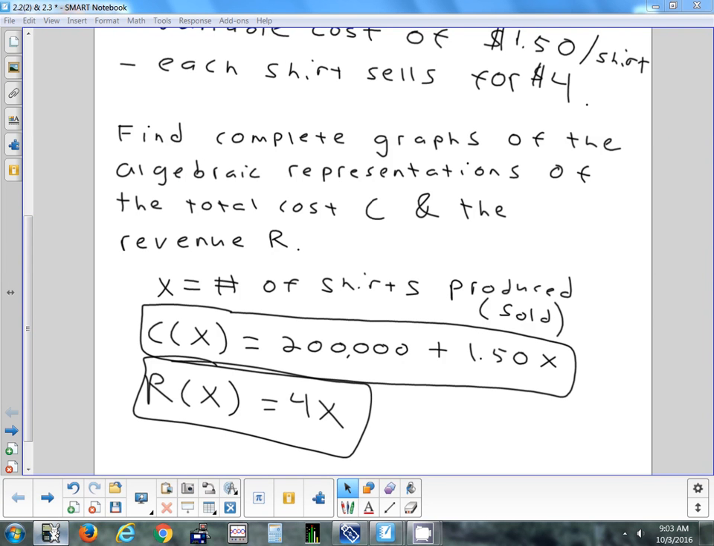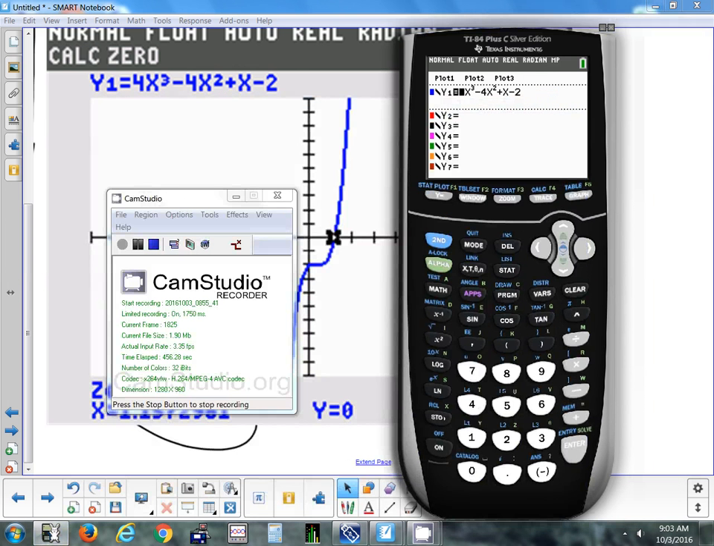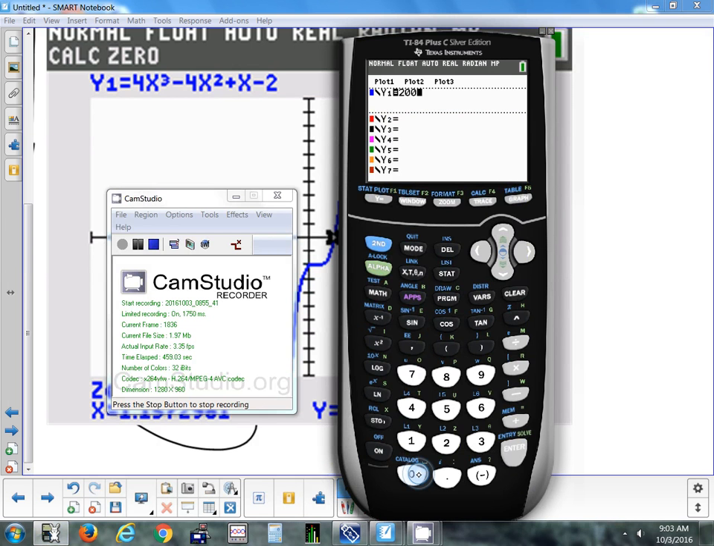Okay, if you're just graphing this one. Now, this other one has a y-intercept of 0. All right, so we've got quite a difference in these two graphs. So let's see what we can do. So we've got 200,000 plus 1.5x and 4x. Okay, if you just do a standard window, this is what you're going to get. Well, you might get something on the profit or on the revenue one. Okay, but we can't even see the other line because it's up at 200,000.